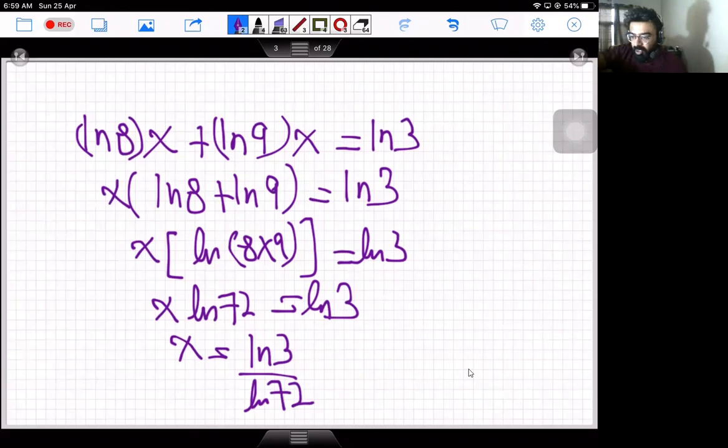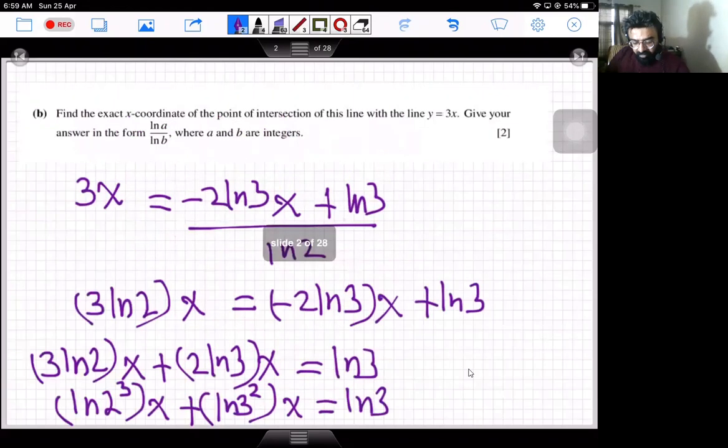You have found the x coordinate in the exact form of ln a over ln b, where a and b are integers. All right, let's come on to question number 4, and question number 4 is about trigonometry.